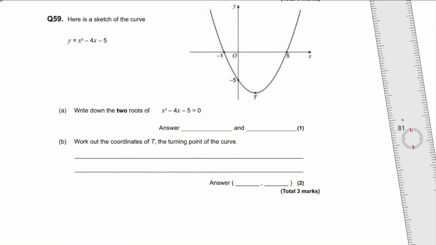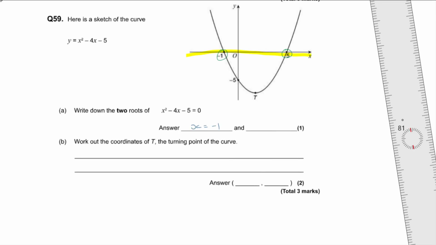Question 59, here is a sketch of a curve, y equals x squared minus 4x minus 5. Write down the roots of this graph. Well, again, the roots are where it passes through the x-axis, and they're already marked on the diagram here, aren't they? You've got one there, and you've got one there, and they've already given the values to you. They're minus 1 and 5. You just need to read them off the graph.